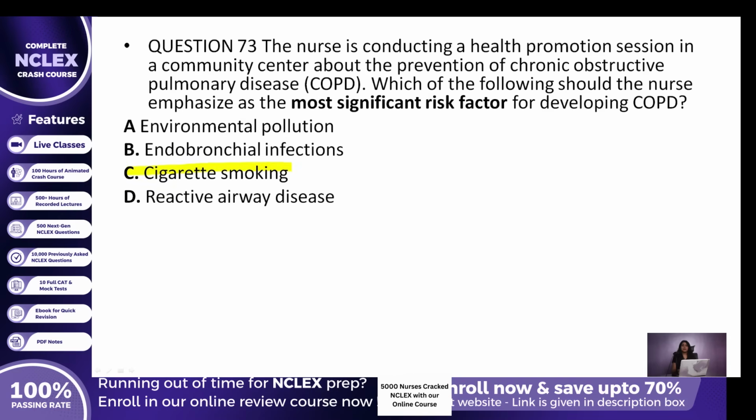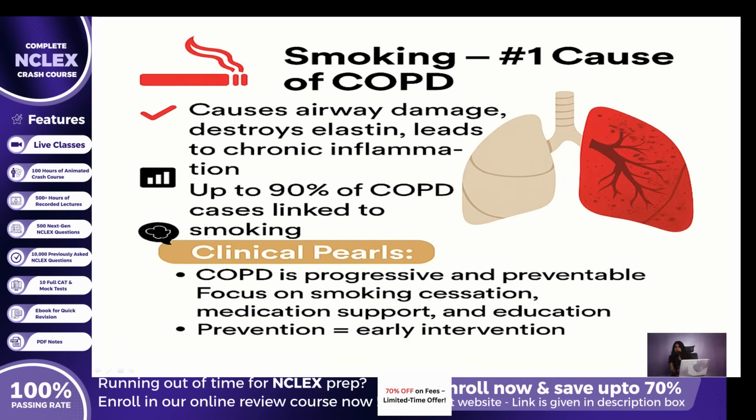The correct answer is option C. Cigarette smoking. Cigarette smoking is the leading and most preventable cause of COPD. It damages airway structures, destroys elastin, and leads to chronic inflammation and emphysematous changes. Up to 90% of COPD cases are directly linked to smoking, making it the key target for prevention efforts. Clinical pearls: COPD is a progressive lung disease most often caused by smoking. Smoking cessation programs, pharmacologic aids, and public education are essential to prevention.